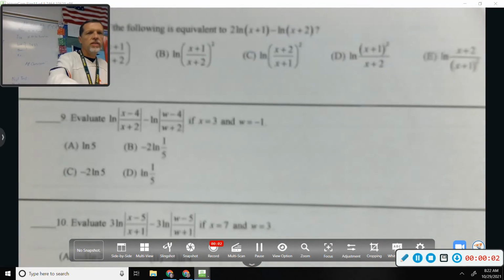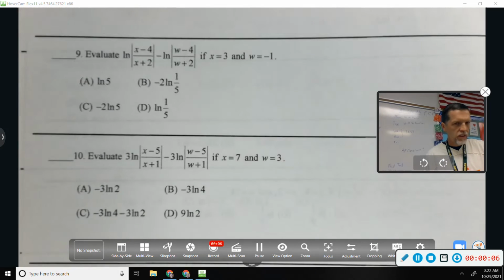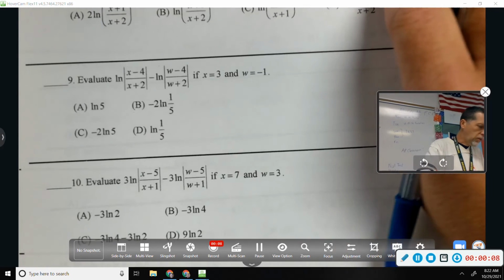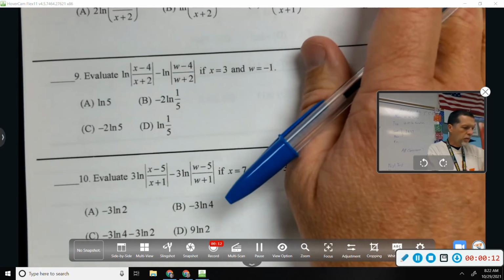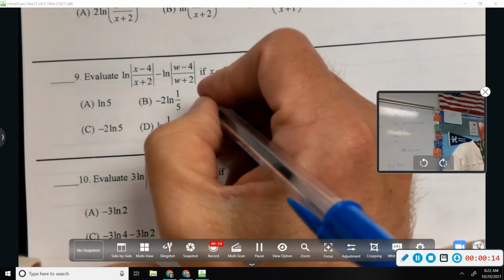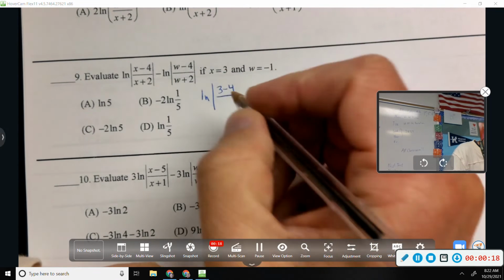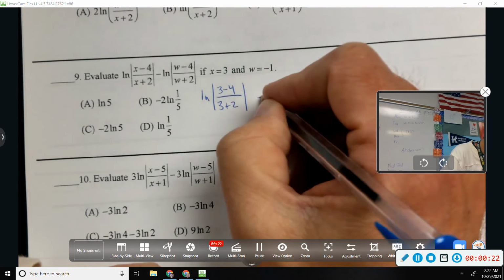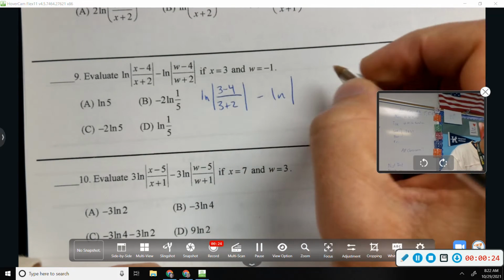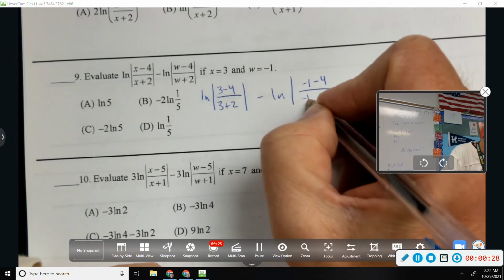All right, so let's look at number 9 and number 11 from Worksheet 1. Evaluate if x equals 3 and w equals 1. So natural log, absolute value, 3 minus 4 over 3 plus 2, minus natural log, absolute value, negative 1 minus 4 over negative 1 plus 2.